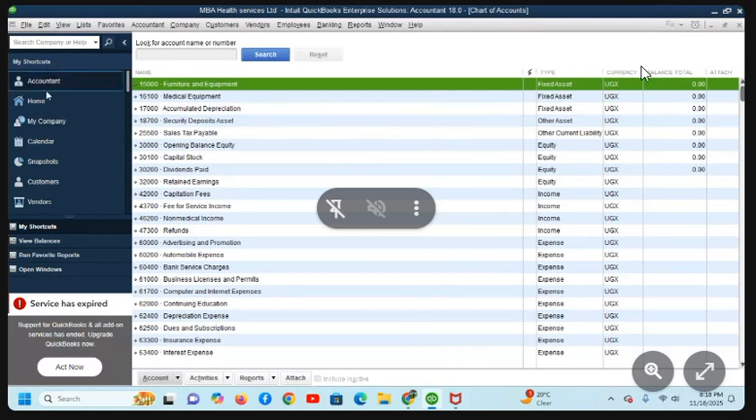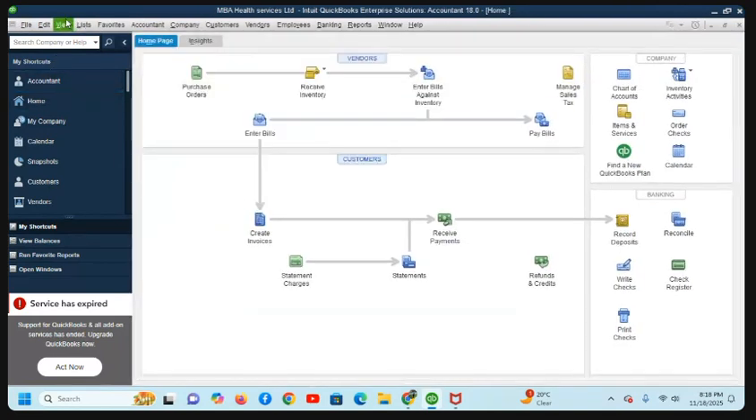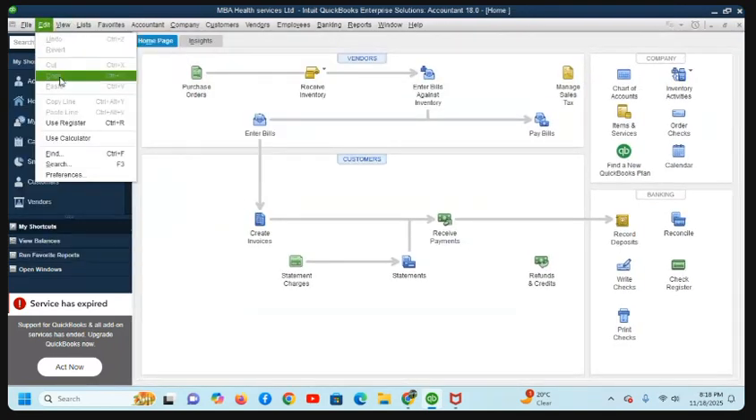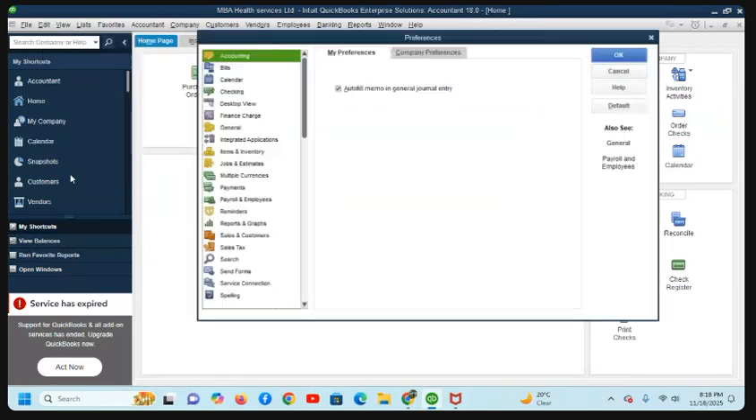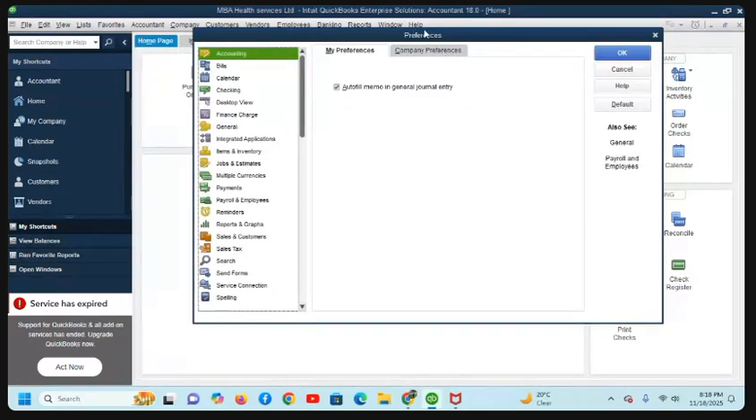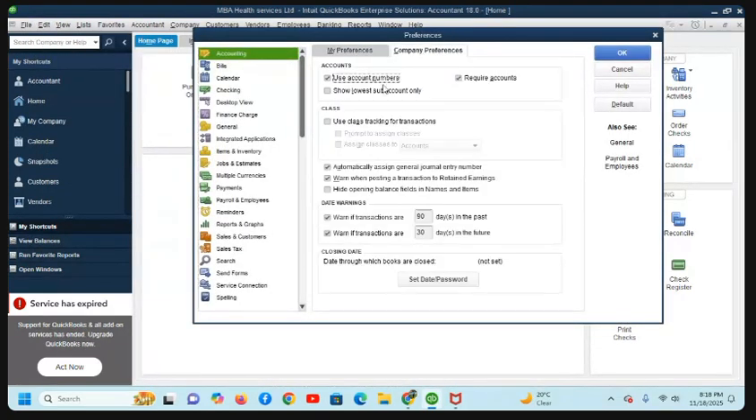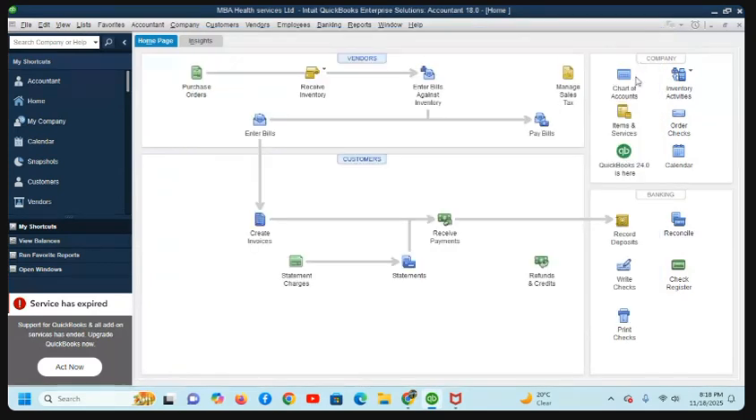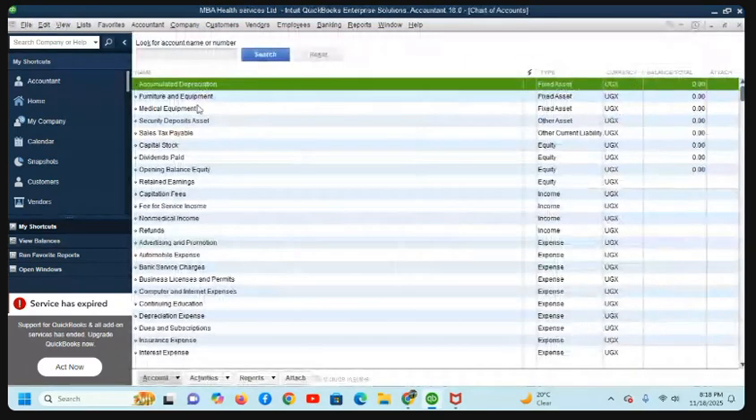So if I don't need to use the chart of accounts, I can go and deactivate them so that those codes can disappear. I don't need them. So now they have gone. You can't see them here.